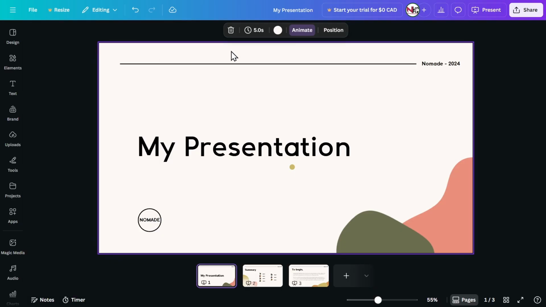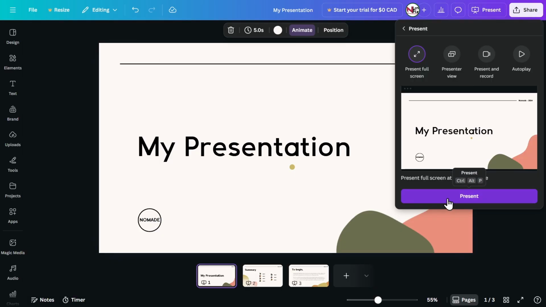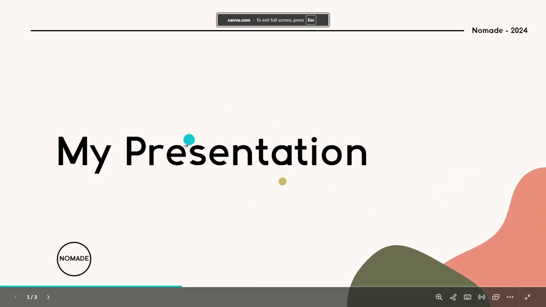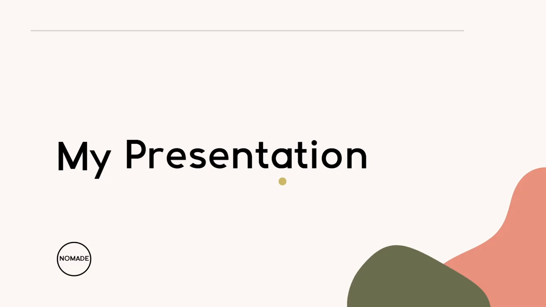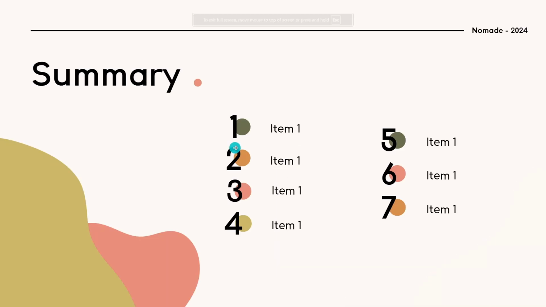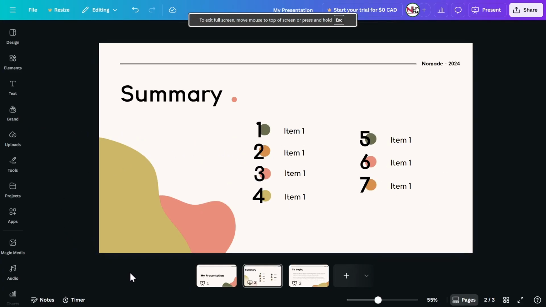So now if you test it, if you present, as you can see, it shows just like this without an animation in the beginning, which is what I want, and in the end the animation works. And that's how you can make a slide animation only work when you leave that slide in your Canva presentation.